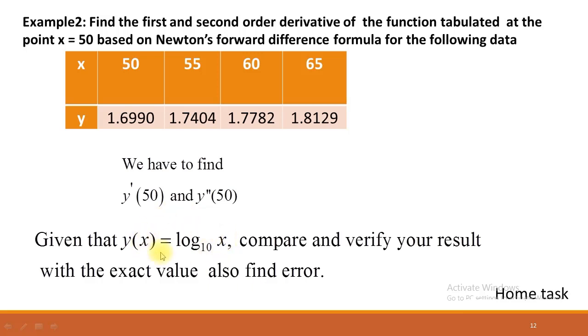Find the first order and second order derivative of the function y equal to log x base 10. Taking the first and second order derivative of this function and putting x equal to 50, you easily get the first and second order derivative of this function at x equal to 50, and then compare and verify your approximate result with the exact result. If there is some error between the exact and approximate result, you can easily find the errors by subtracting the approximate result from the exact result.